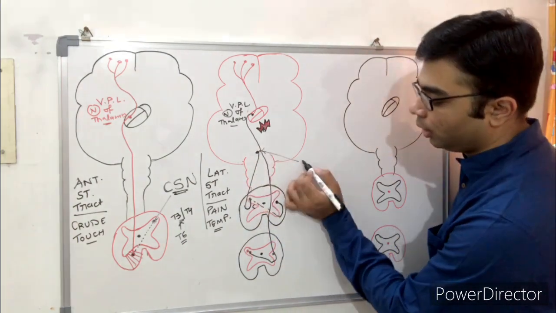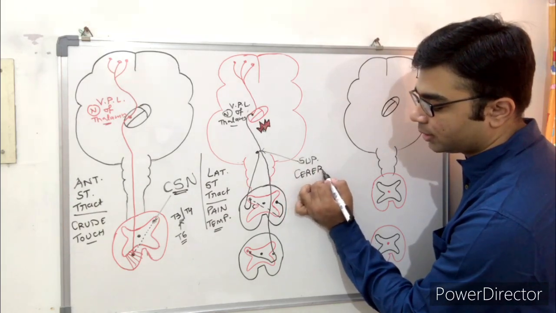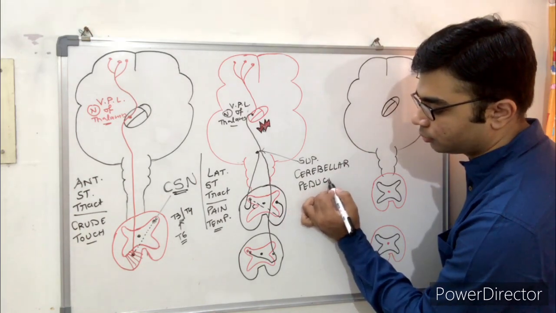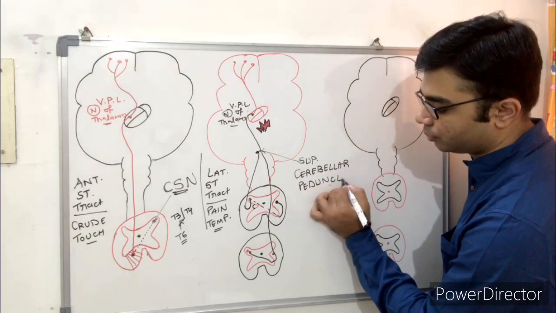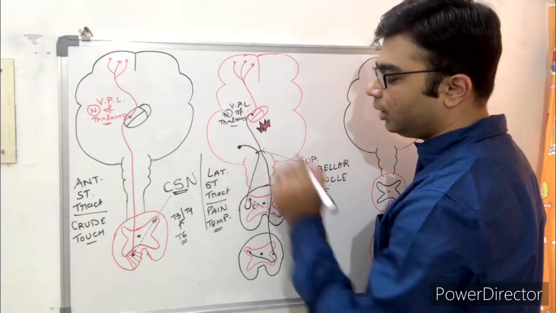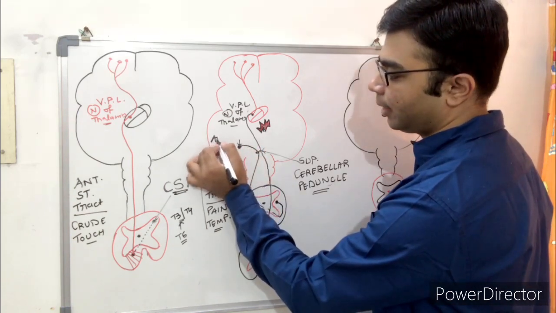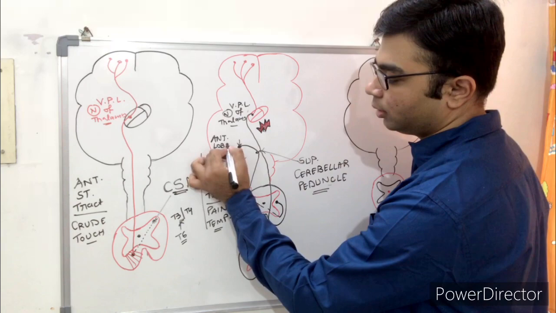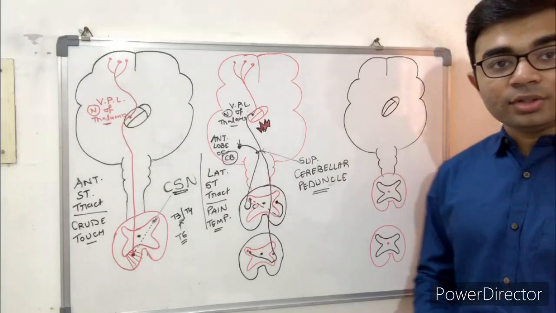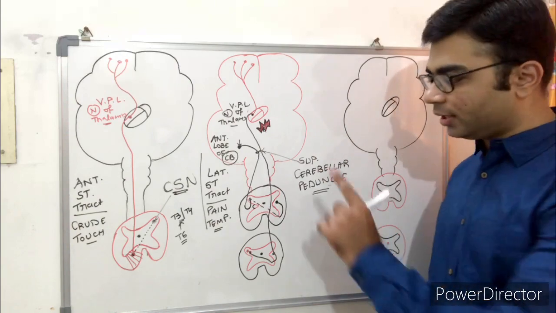Let me write it over here. Reaches up to the superior cerebellar peduncle, and ending into the anterior lobe of the cerebellum. So this was the ventral spinocerebellar tract ending into the cerebellum.